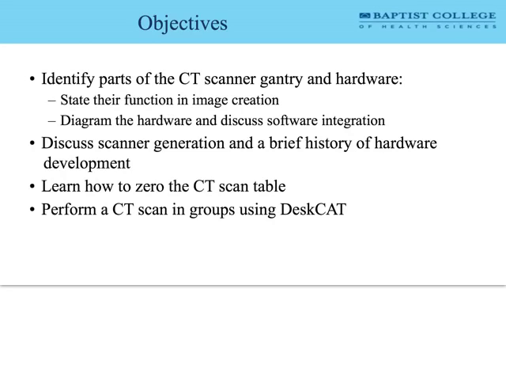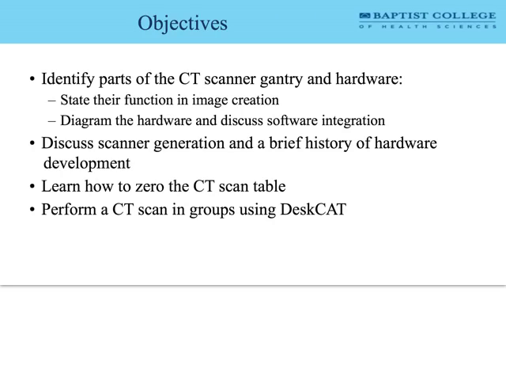I pull a lot of my exam questions from the key concept box because they do a really great job of distilling down what's significant. It's helpful to read through the textbook still because she explains why it's so important, right? But we're going to be identifying the parts of the CT scanner and the hardware. And then we're going to discuss these different scanner generations and why they're important, why we needed to know the brief history of hardware development.